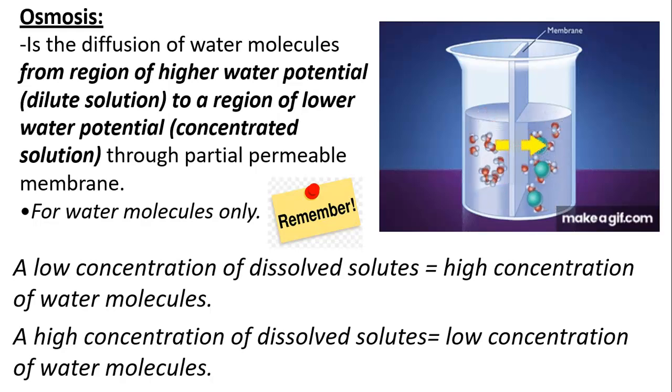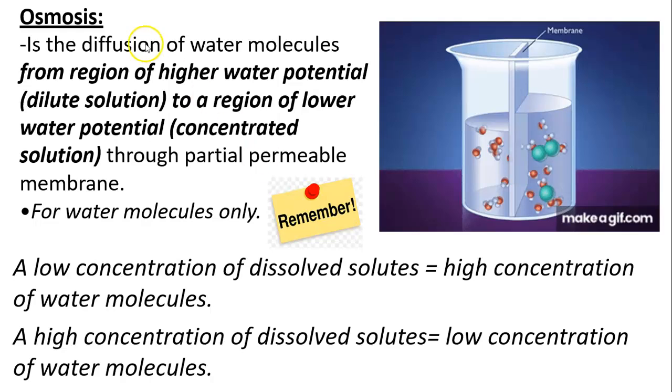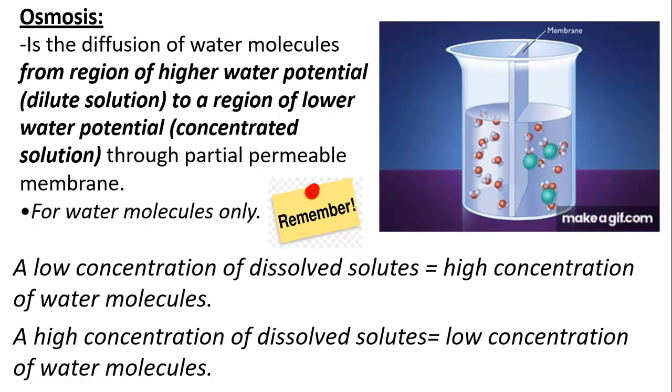Osmosis. What's osmosis? It is a type of diffusion, but only specific for water. Water also moves from high concentration to low concentration, but in the case of water, we call it from the high water potential to the low water potential.